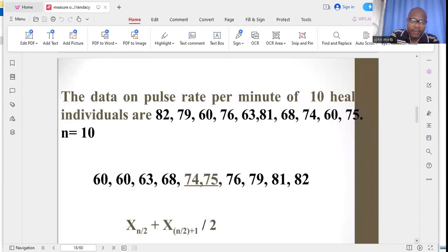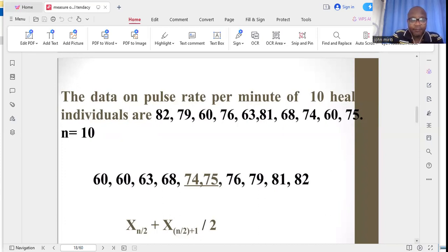Let us look now at another type of calculation. In this one, the data on pulse rate per minute for 10 patients are as follows: one patient 82, the other patient 79, then 60, 76, 63, 81, 68, 74, 60, and 75.